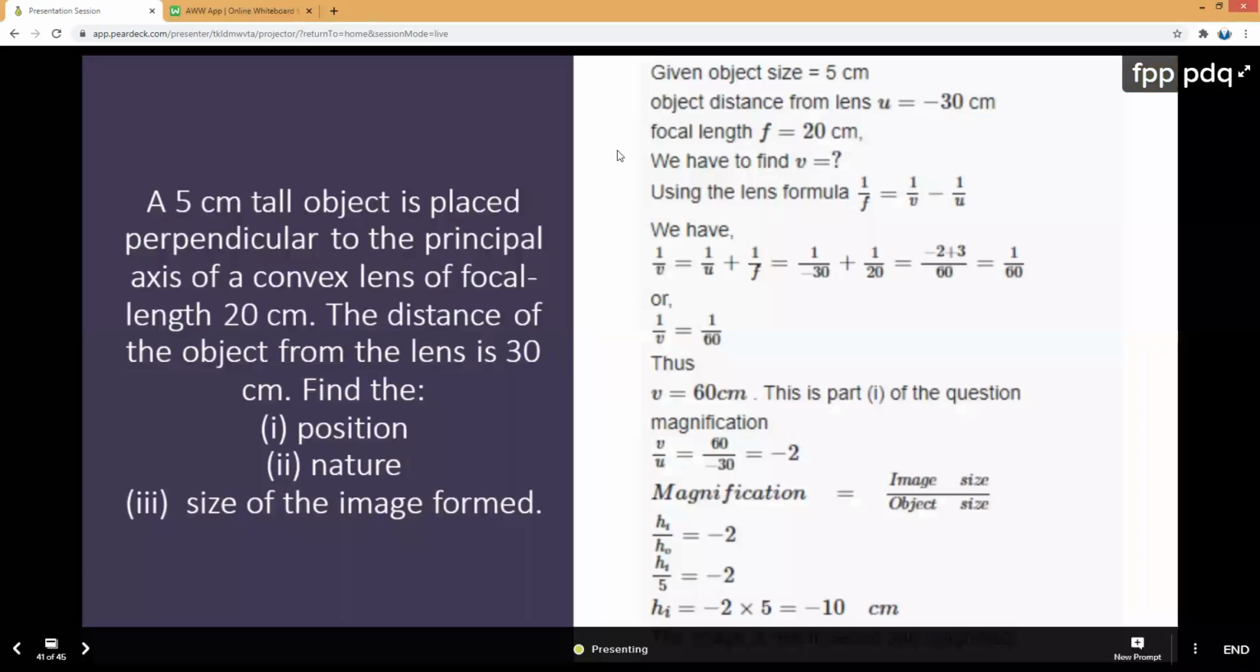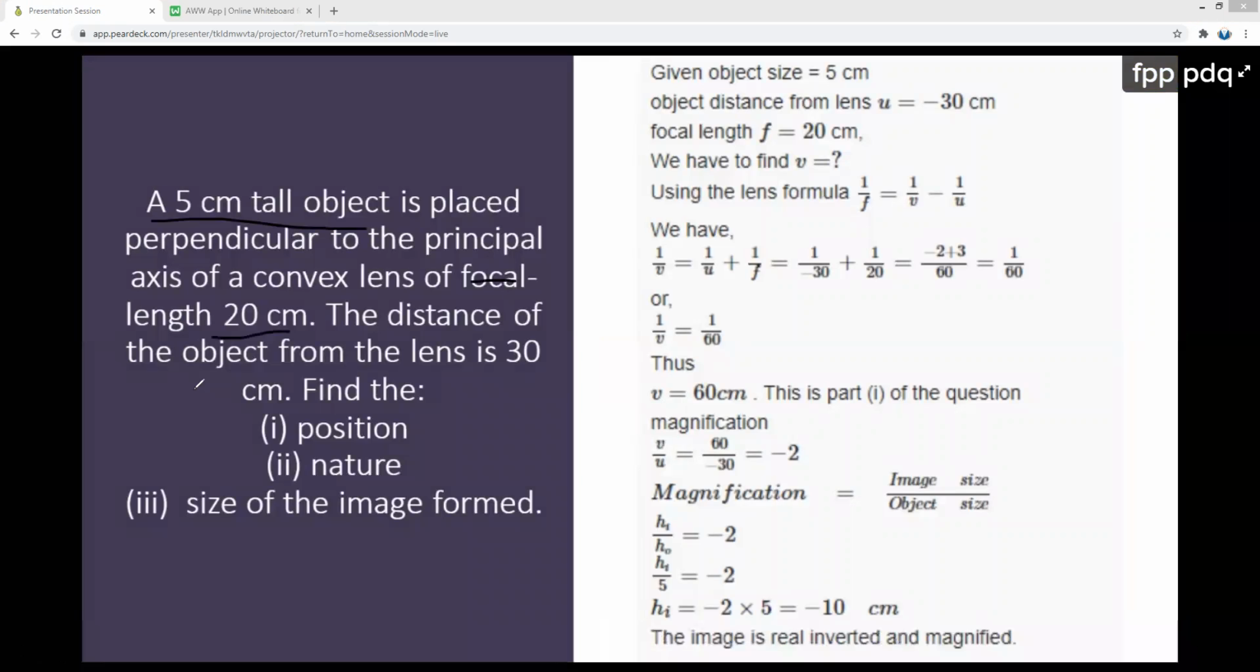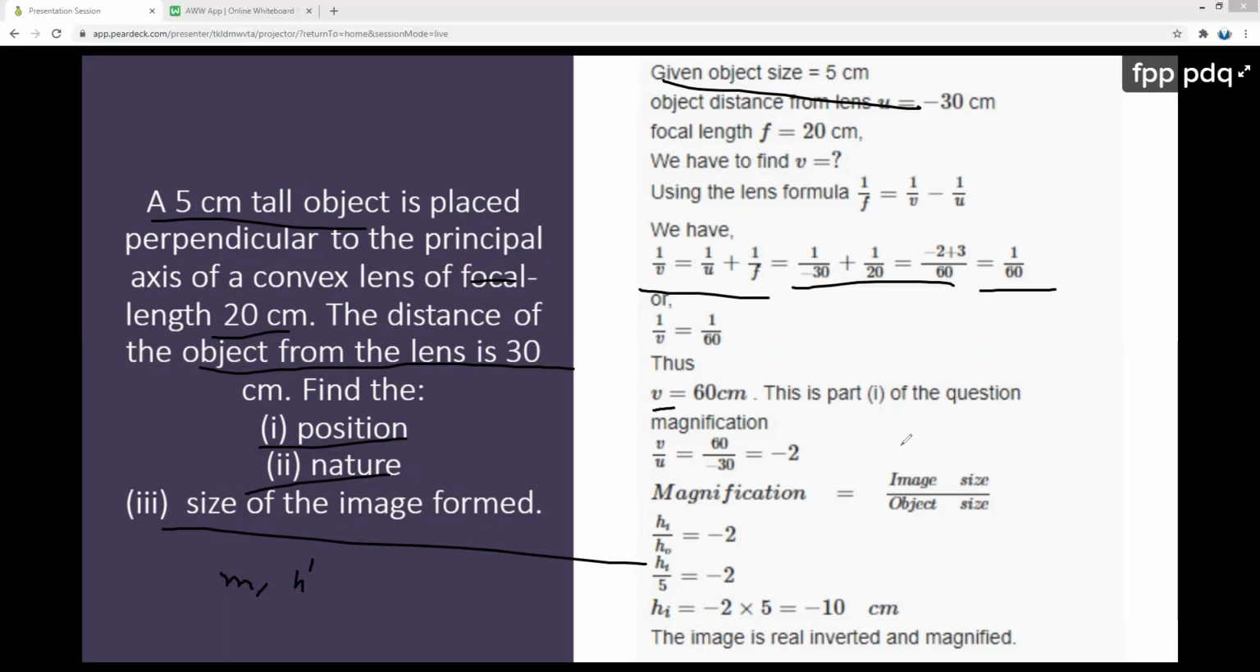A 5-centimeter tall object. So the height of the object is 5 centimeter, focal length is 20 centimeter, and object distance is 30 centimeter. We have to find the position of the image, nature of the image, and size of the image. For size of the image, you can calculate both magnification and height of the image, h dash. So here we have object size as 5 centimeter. After using the formula and calculating everything, you get that your image distance is 60 centimeter.